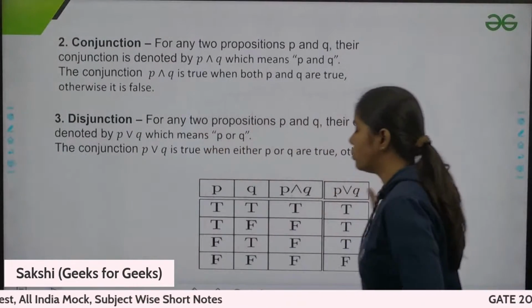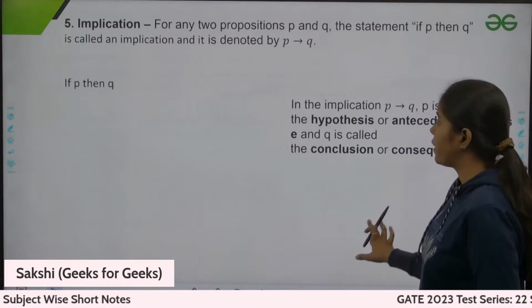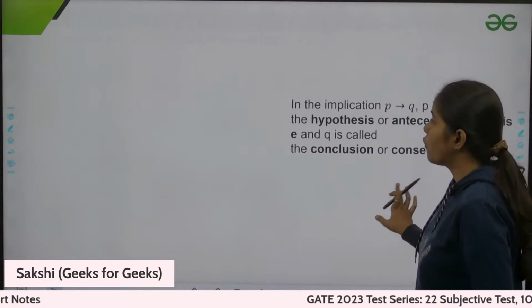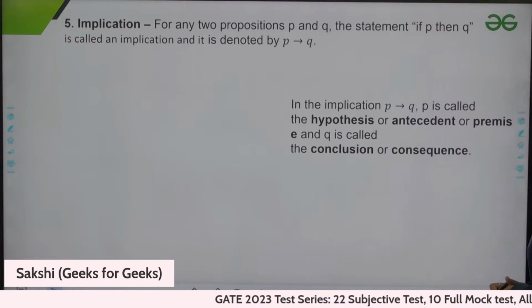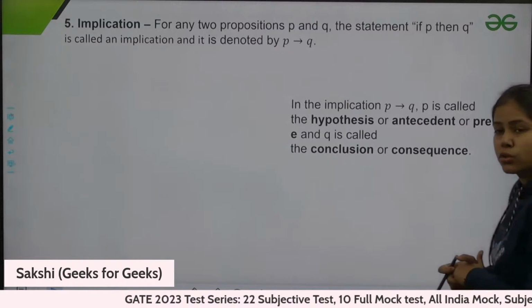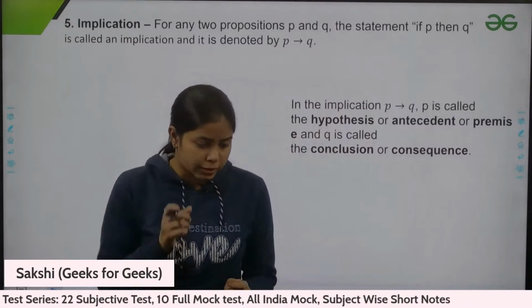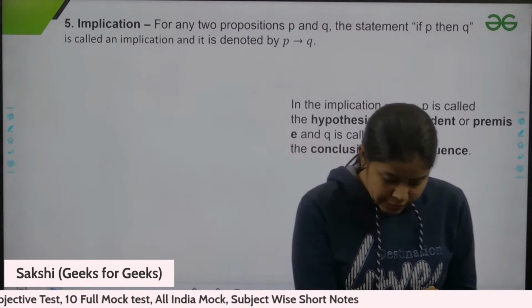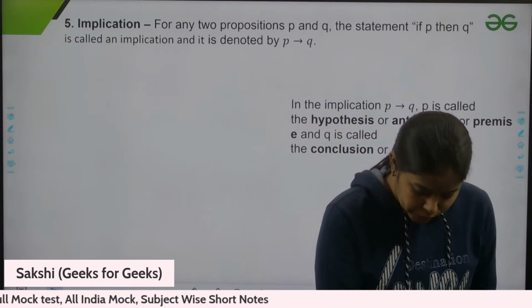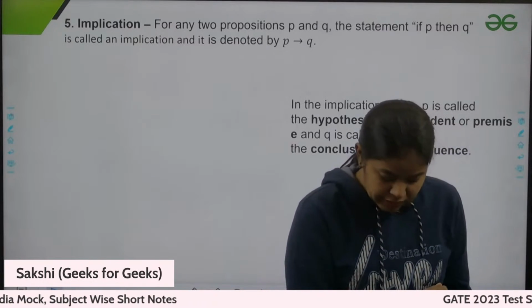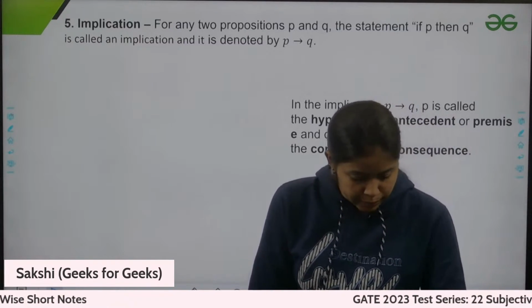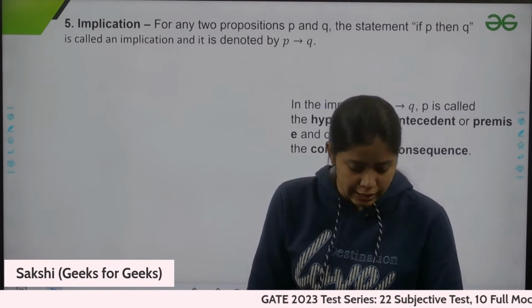Now the next two connectives we have, first is implication. For any two propositions P and Q, the statement if P then Q is called implication. Guys, this implication proposition is very important, right? And one more thing, in the middle of the session, if you have any doubt, you can ask me in the chat section. Please ask me in the chat section if there is any confusion at all.